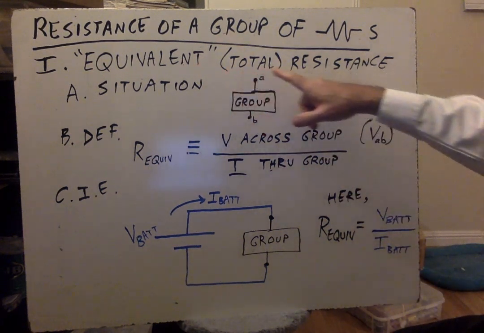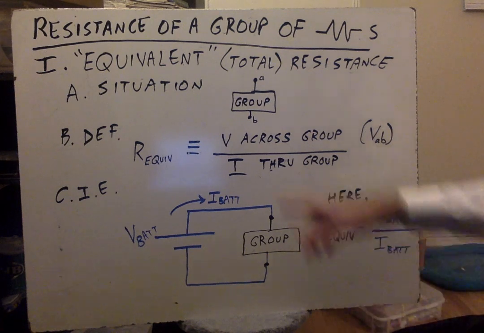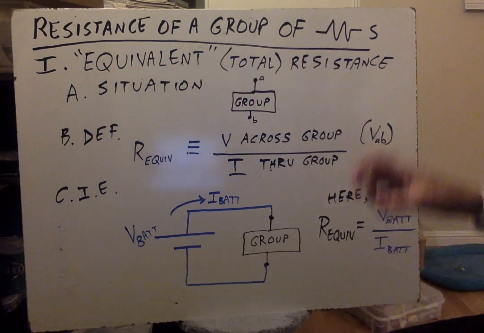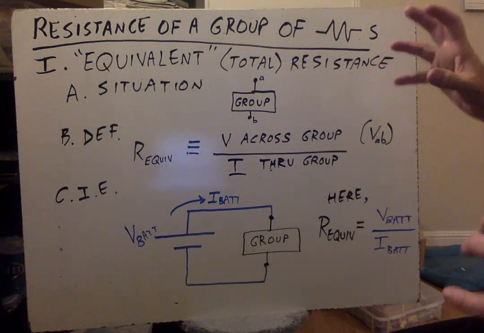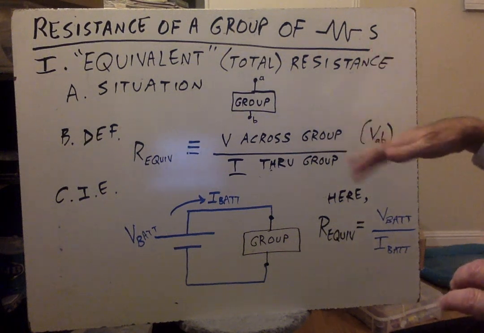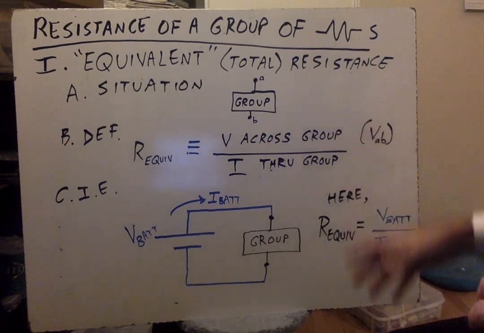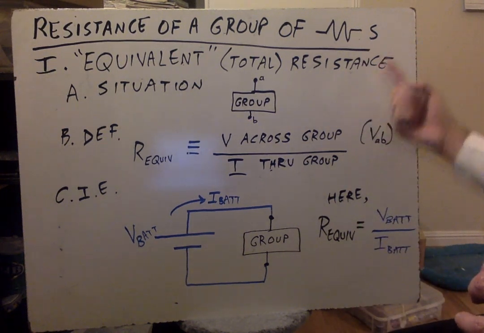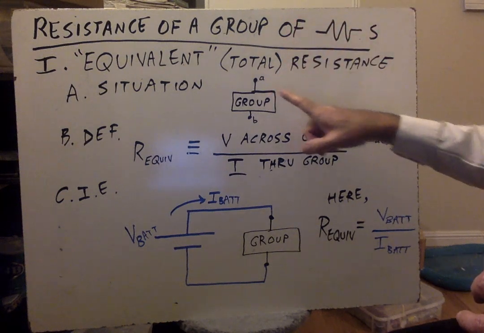So first, we have to explain what we mean by the total resistance of a group. The word we'll use is equivalent, the equivalent resistance of a group, meaning the group is equivalent or equal to a single resistor with a certain resistance. And that's what we're trying to find, the resistance one resistor would have if it were exactly the same resistance as the group as a whole.